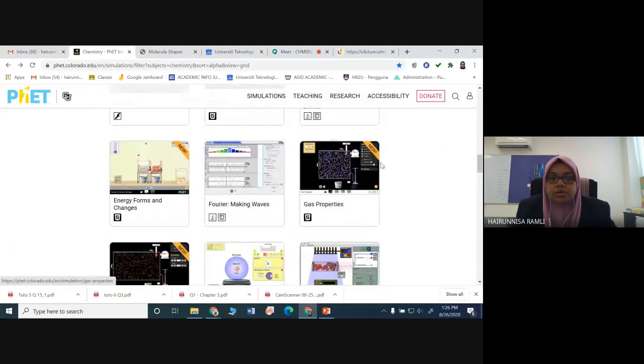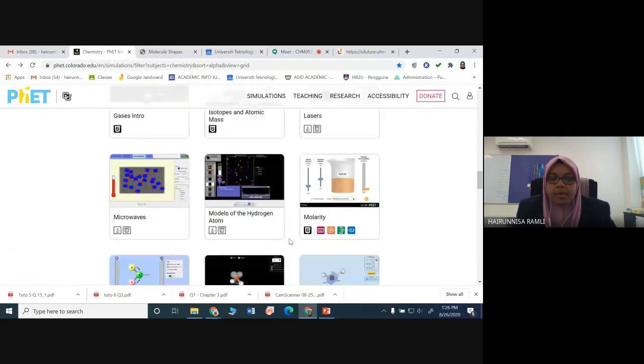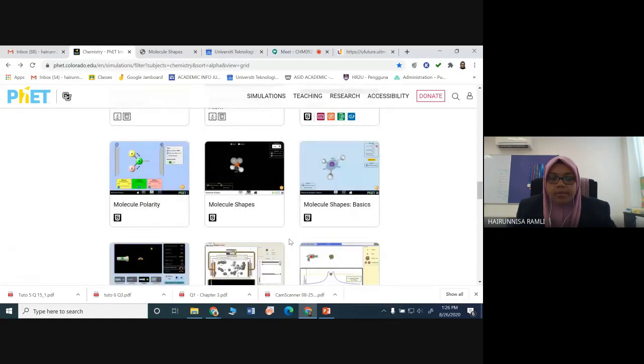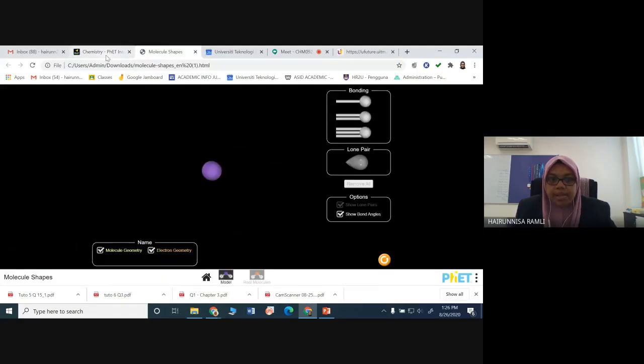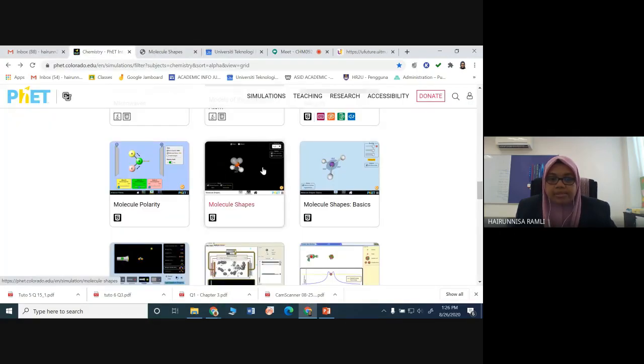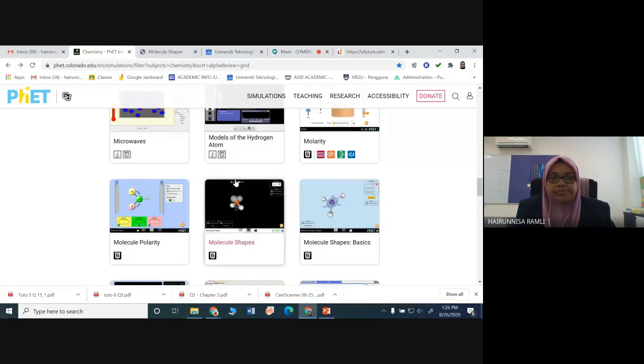Untuk apa next topic, gas properties. Sekejap mana. Okay, here. Polarity nanti kemudian kita akan belajar juga. Dia ada dua sebenarnya. Saya tak ingat saya ambil ini yang hitam. Ini macam lebih details. Maybe dia ada dua orang yang buat, yang contribute pada this simulation. Okay, you boleh try lah eh. Okay, saya ambil hitam ni.